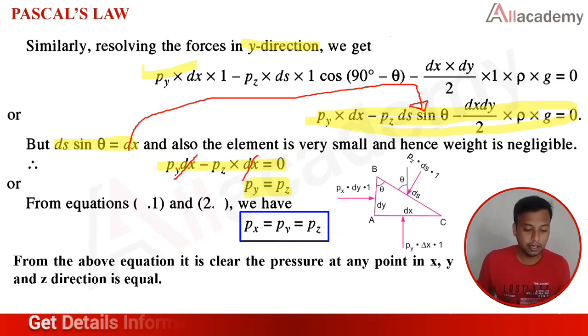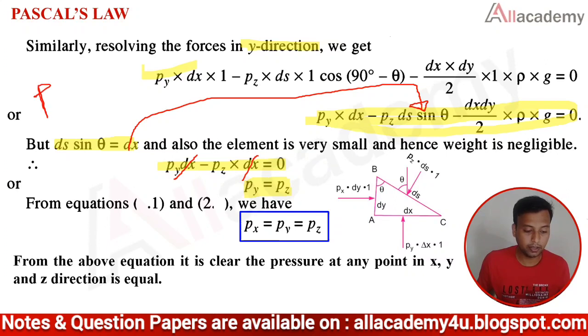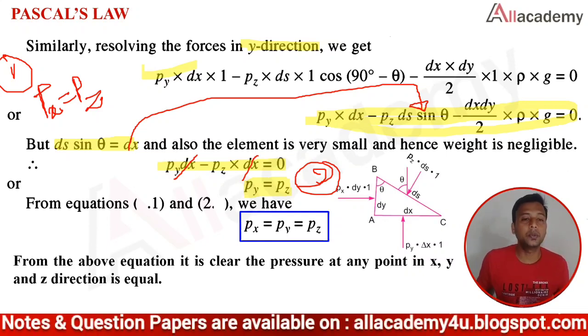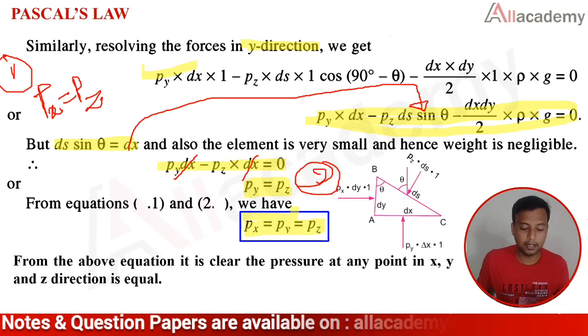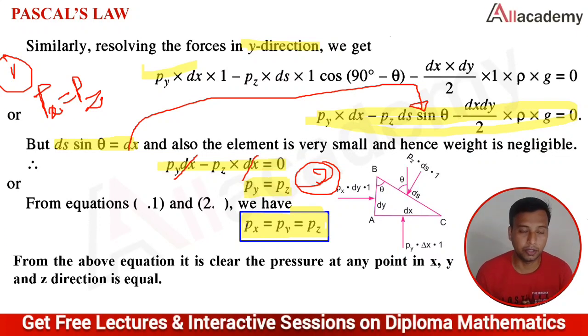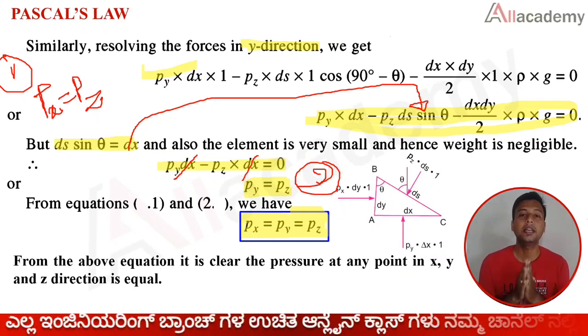Now in the x direction, by resolving the forces in the x direction, we got the equation Px equals Pz. So this is equation 1 and this is equation 2. From equations 1 and 2 we can get Px equals Pz equals Py. This means from these two equations we can say that the pressure forces when the fluid is at rest will be equal in all directions. So this is a proof for Pascal's law.